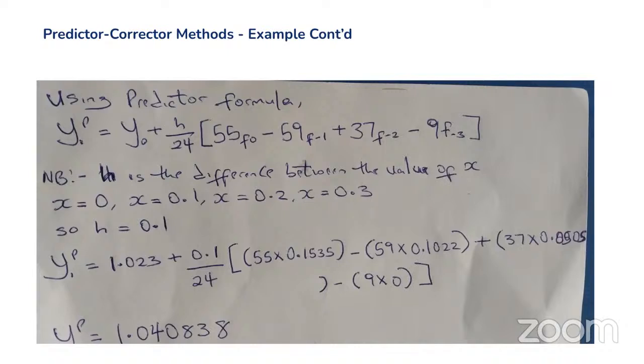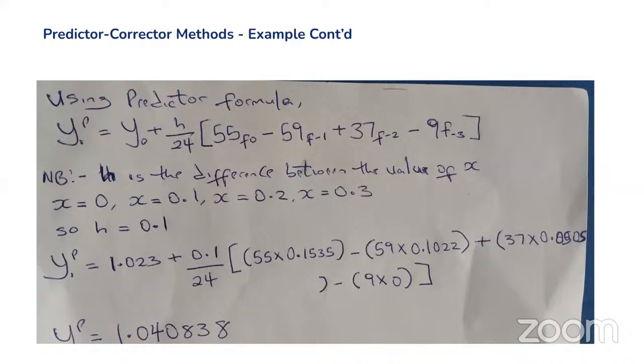Like what I was saying earlier, we should note that our h here is the difference between the values of our x, the proportional increase, because in some questions it's going to be given, while in some questions it's not going to be given. So we can now say that, as I wrote it out here, our previous values of x are 0, 0.1, 0.2, 0.3.